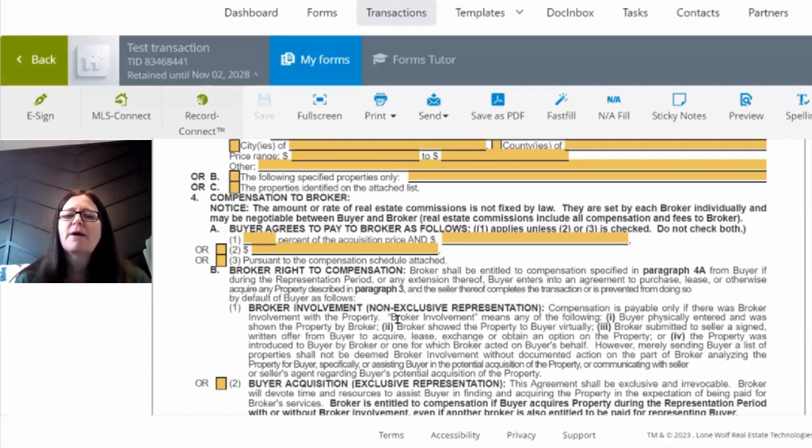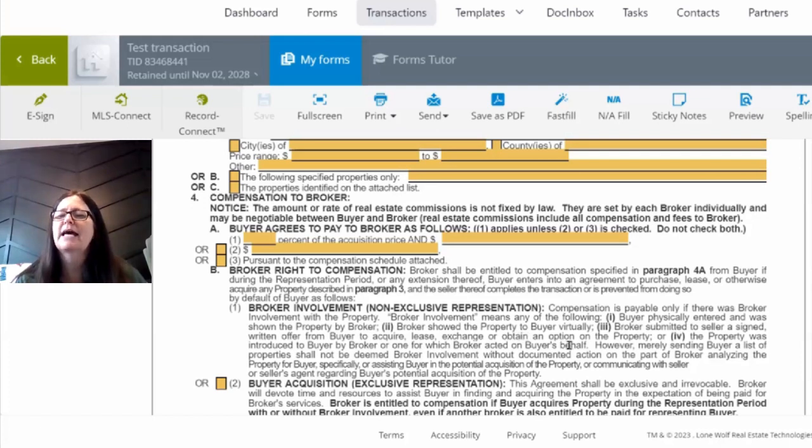Now, we're talking about broker involvement. So what does that mean? How do we know whether a broker was actually involved or not? There are four right here in paragraph 4B1. It identifies the four ways that a broker would be seen as being involved. One is the buyer physically entered and was shown the property by the broker. Number two, the broker showed the property to the buyer virtually.